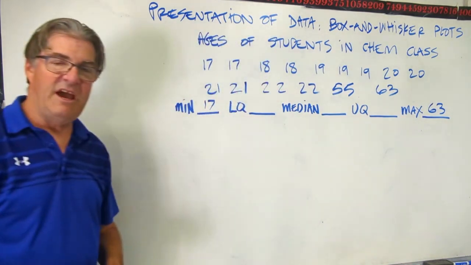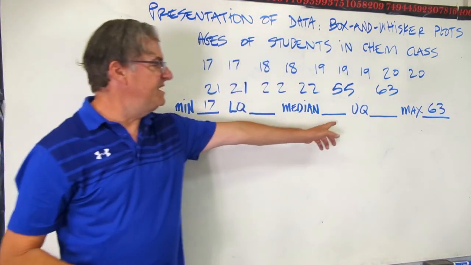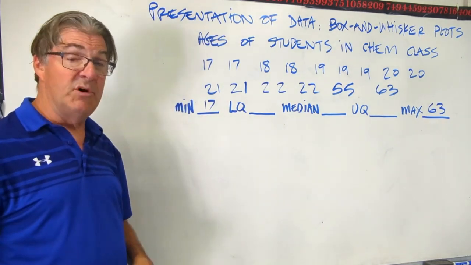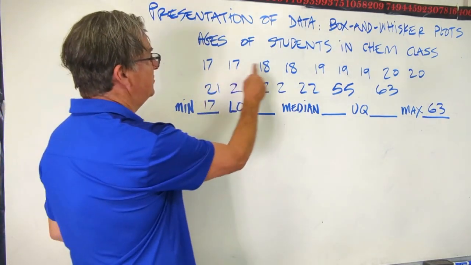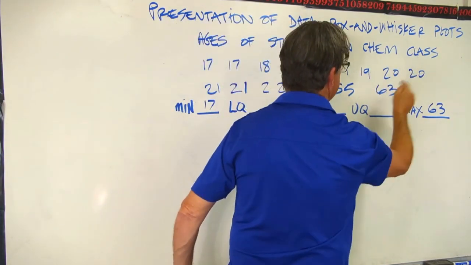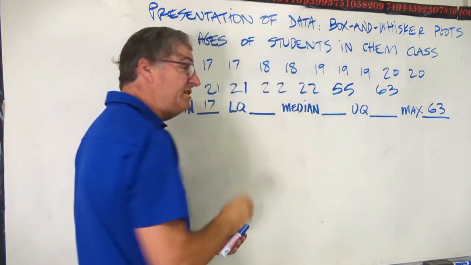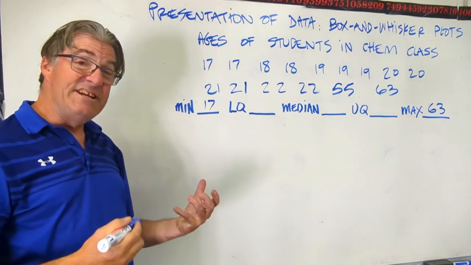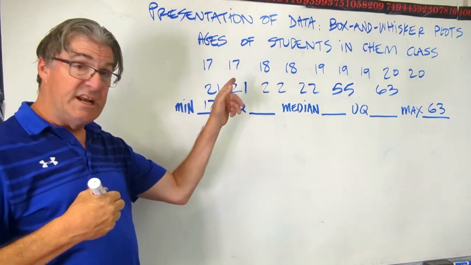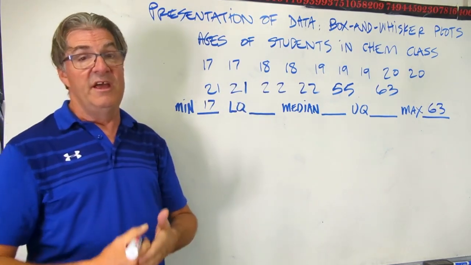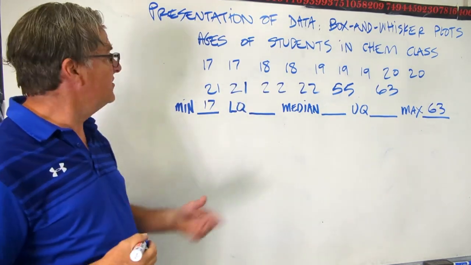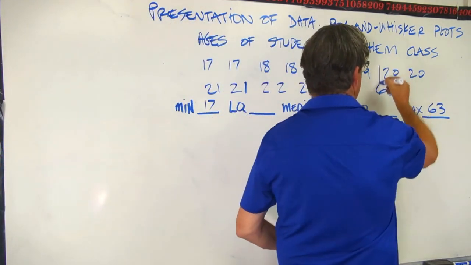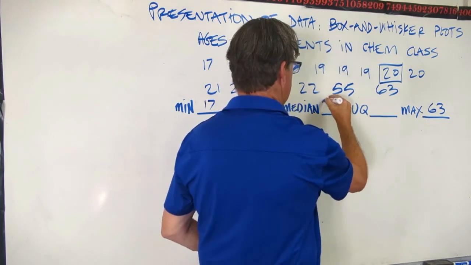That was easy. Okay, now the next one to find is your median. That's the middle value. So we need to first find out how many data points total we have. 1, 2, 3, 4, 5, 6, 7, 8, 9, 10, 11, 12, 13, 14, 15. So that's an odd number. So we know that our median is going to be one of the data points, and it's going to be exactly in the middle. And so we know that's going to be the 8th value. 1, 2, 3, 4, 5, 6, 7, 8. So 20 is our median.